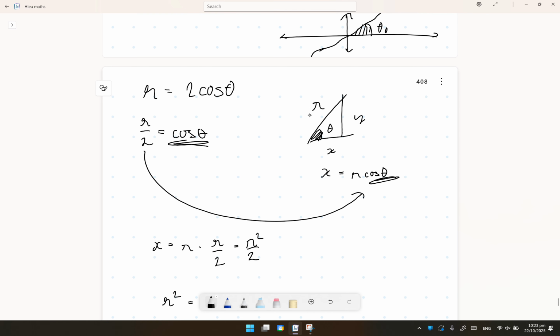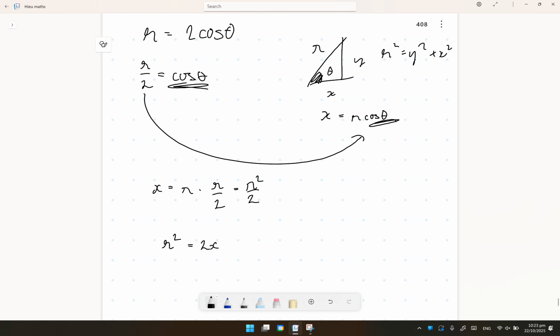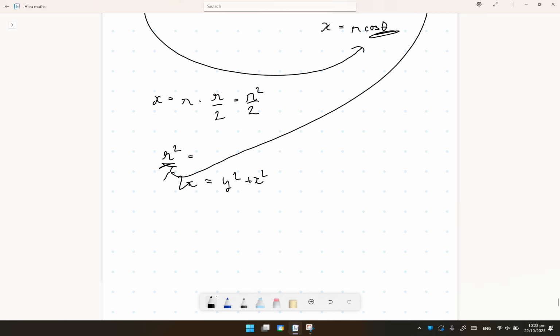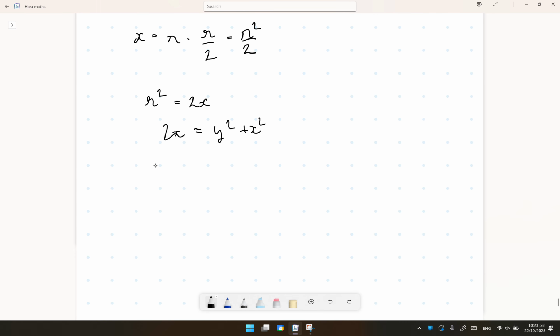And if you remember Pythagoras, r squared is equal to y squared plus x squared. If r squared is equal to 2x, then 2x is equal to y squared plus x squared, because we can substitute that right in and flip this side. So 2x equals y squared plus x squared. And you just simplify this: 0 equals y squared plus x squared minus 2x. This is going to be plus x, or how are we going to do this? This is plus x out of x minus 2.